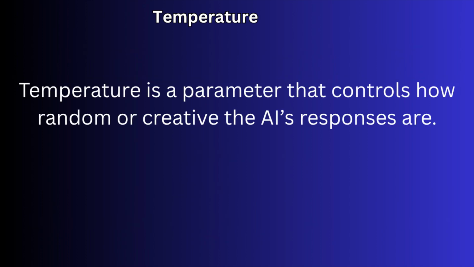Temperature. So what is temperature in AI? In simple terms, temperature is a parameter that controls how random or creative the AI's responses are. When an AI model is generating text, it predicts the next word or token based on probabilities. Temperature adjusts those probabilities to make the output either more creative or more focused. Here is how it works.